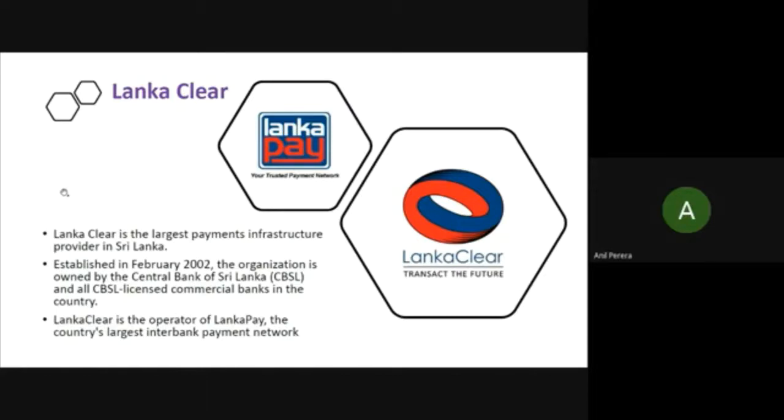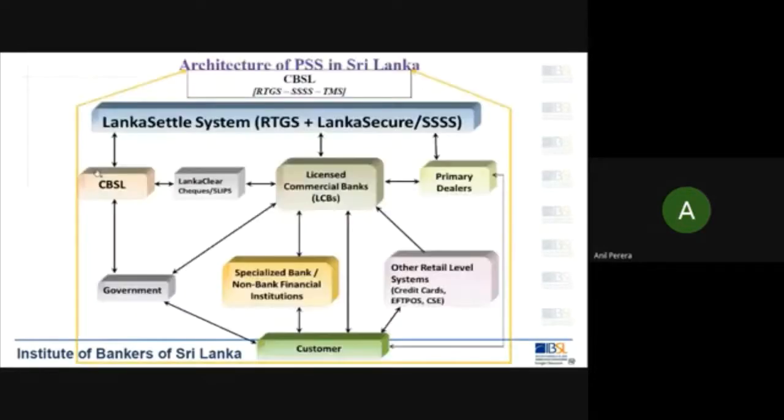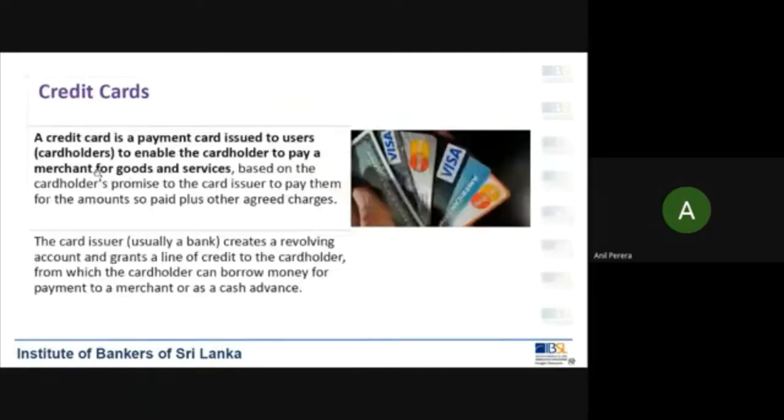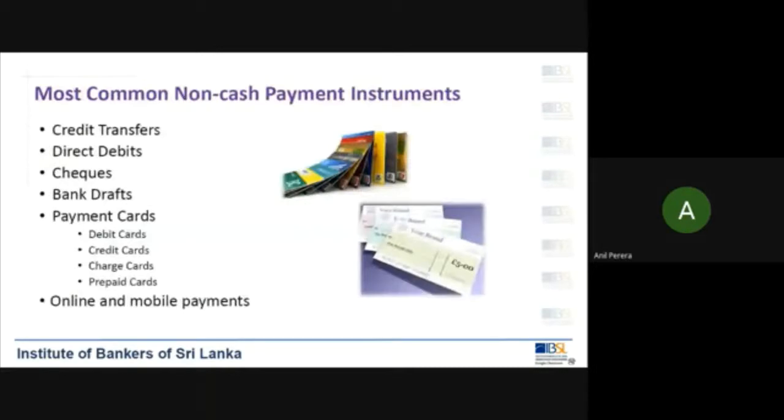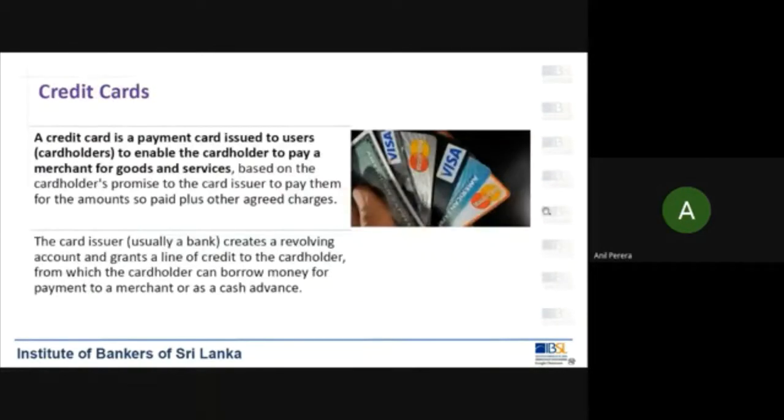Now, a credit card is issued by financial institutions. It could be banks, even non-banks, that issue credit cards. I think we have slides on credit card here. It's one of the most common non-cash payment methods. A credit card is a non-cash payment method issued to users, the cardholder, to enable the cardholder to pay a certain sum to the merchant for the goods and services he has obtained, and the cardholder promises to pay the card issuer the amount that he has spent.